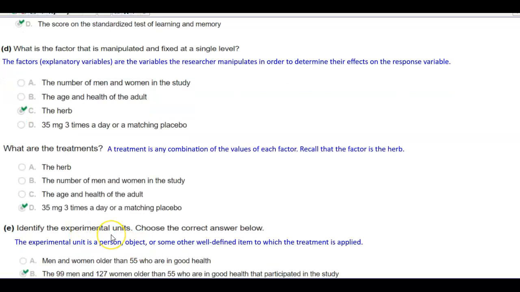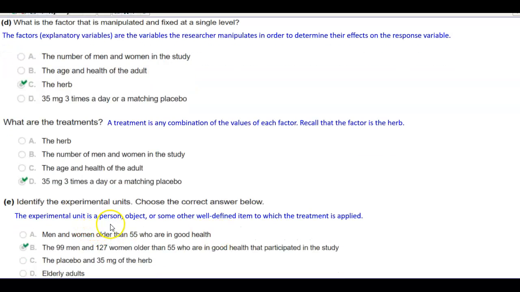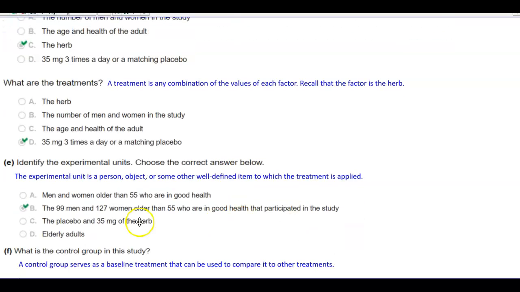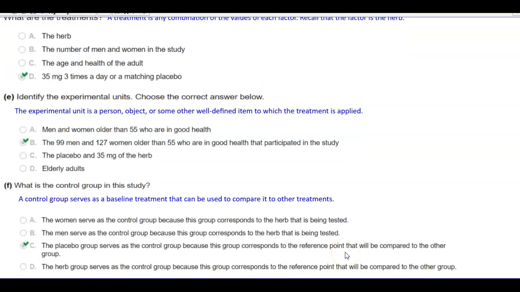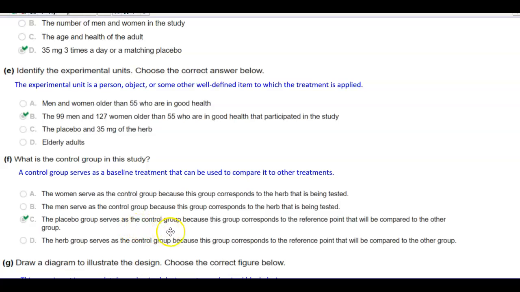Part E, identify the experimental units. Choose the correct answer below. The experimental unit is a person, object, or some other well-defined item to which the treatment is applied. The 99 men and the 127 women older than 55 who are in good health that participated in the study. Part F, what is the control group in the study? A control group serves as a baseline treatment that can be used to compare to the other treatments. The placebo group serves as the control group because this group corresponds to the reference point that will be compared to the other group.